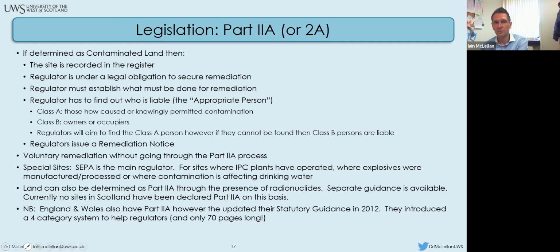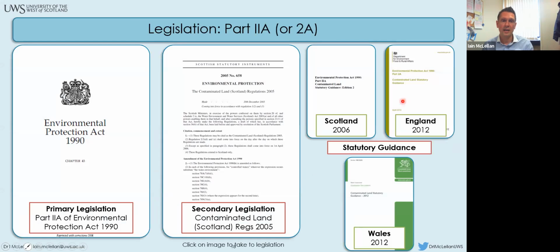The Scottish guidance was updated in 2006. The English and Welsh was updated in 2012. Our guidance up here is a couple of 100 pages long. The English and Welsh is only 70 pages long, so much more streamlined. And again, I can give you the links to these. There is no Part 2A in Northern Ireland, but if you are working in Northern Ireland, make sure you follow whatever regulations are set in place for you.